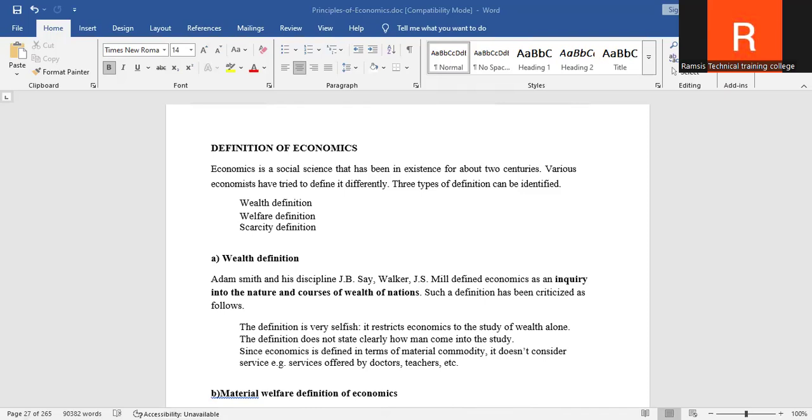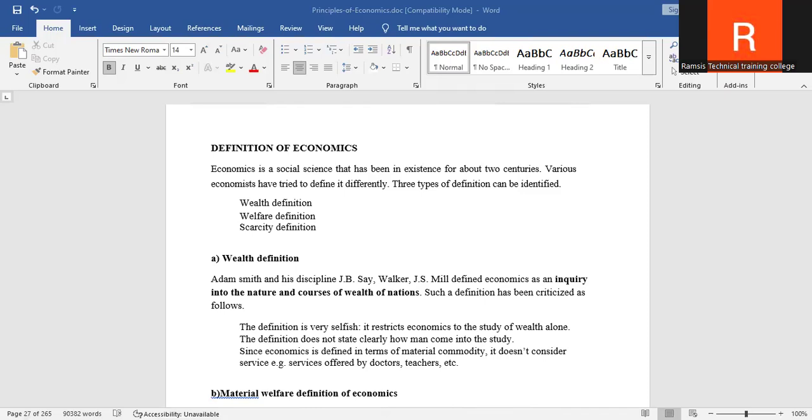So it is thus concerned with the way people apply their knowledge, skills, and effort to the gift of nature in order to satisfy human material wants. That's why people do business, that's why people work hard, and that's why people use their gift, their talent, their skills, and their knowledge, so that they can meet their needs.